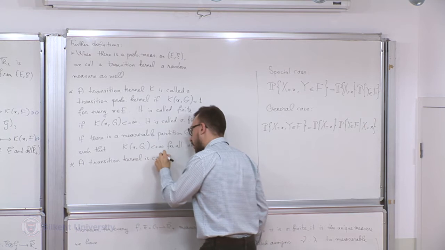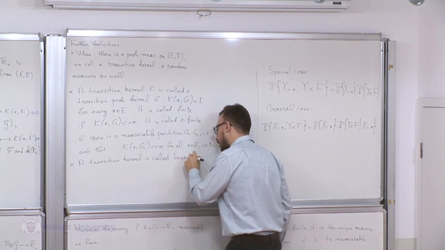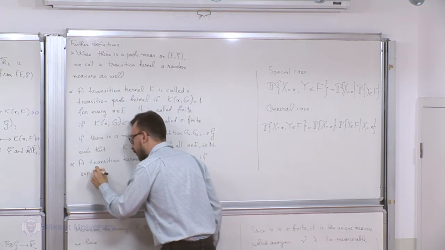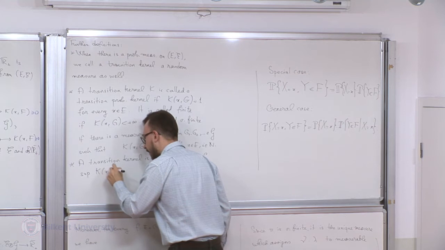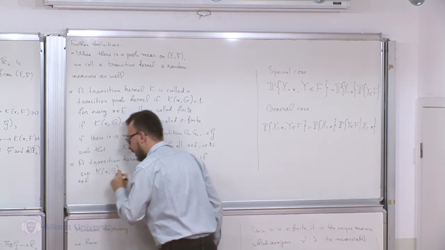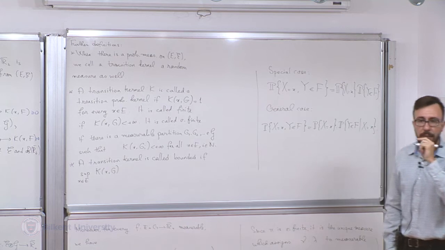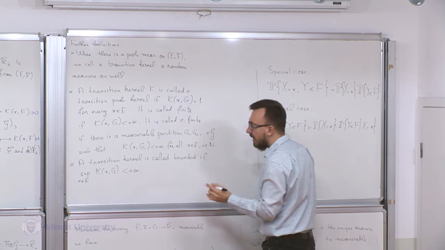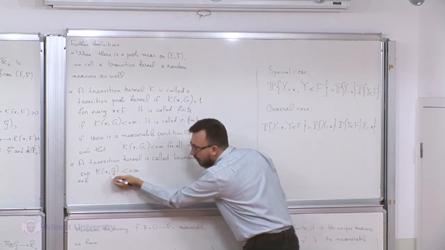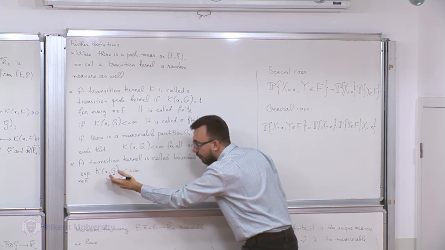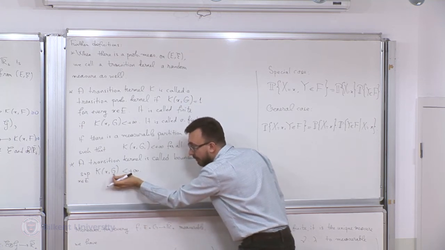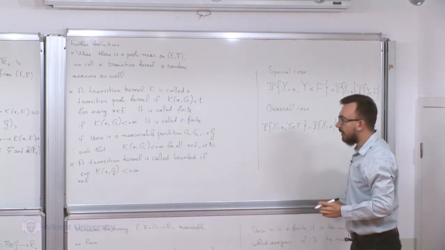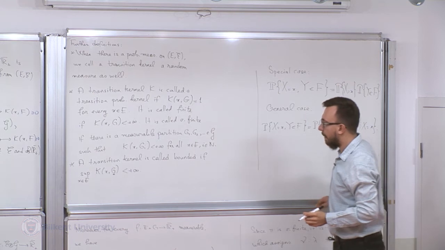So a transition kernel is called bounded if the supremum over x of K(x, G) is finite. So as a function of x, it's a bounded function. Okay? It is finite. And here I take the largest possible set because for other sets, it's going to hold true automatically because this is the measure part of it, right? So if you have a smaller set, the measure can only decrease. So I just look at the largest possible set, which is G.